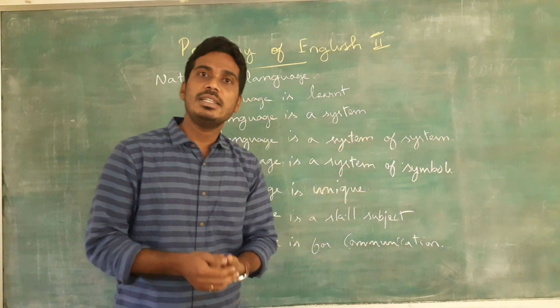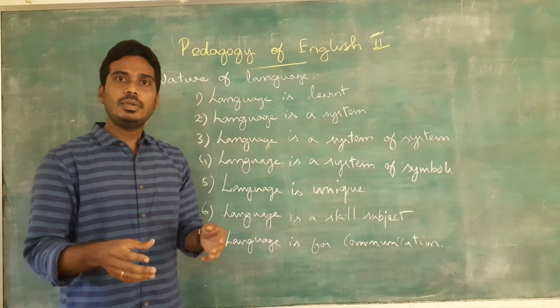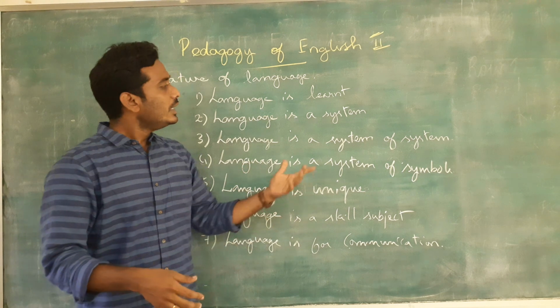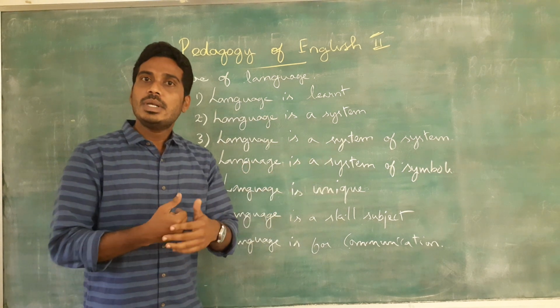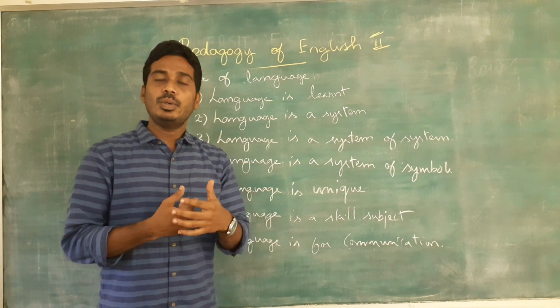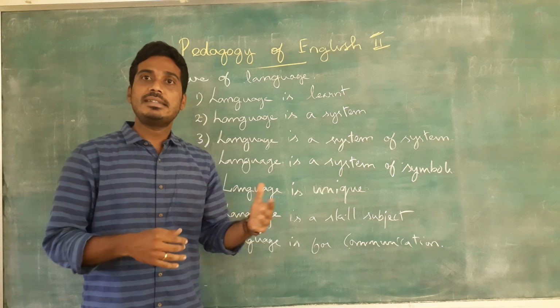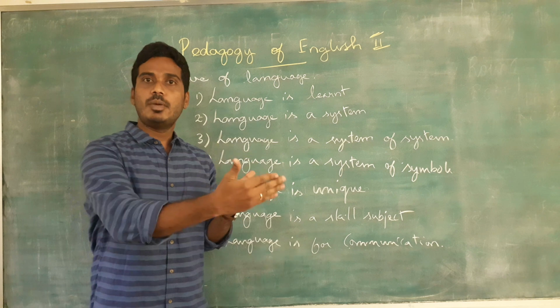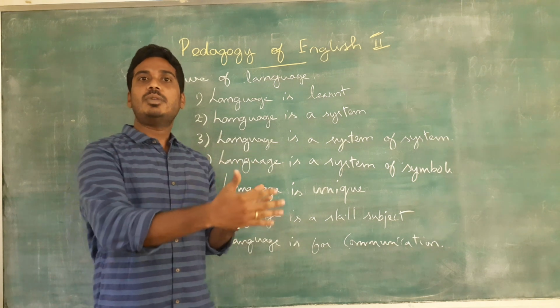When you say language is a system of systems, I told you, language contains sounds, words, sentences. In sound we have vowel sound and consonant sound. In structures we have sentence patterns like subject, verb, object; subject, verb, indirect object, direct object.